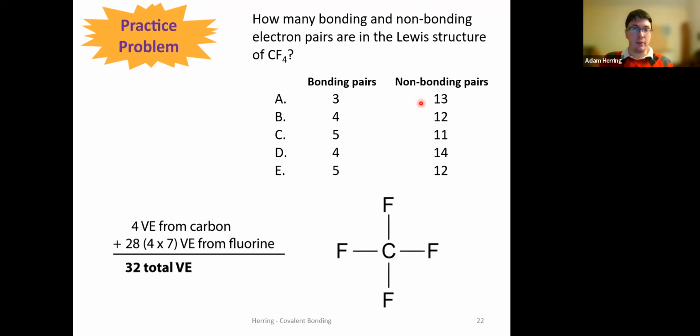We then put the carbon in the center, being the least electronegative element, and draw single bonds between carbon and each of the fluorines. And then we can distribute those electrons that are remaining. We've used up 8 so far, so we have 24 left. We put 6 on each of the fluorines, and that uses all 24 electrons. So in this molecule, then, we have 4 bonding pairs and 12 non-bonding pairs.